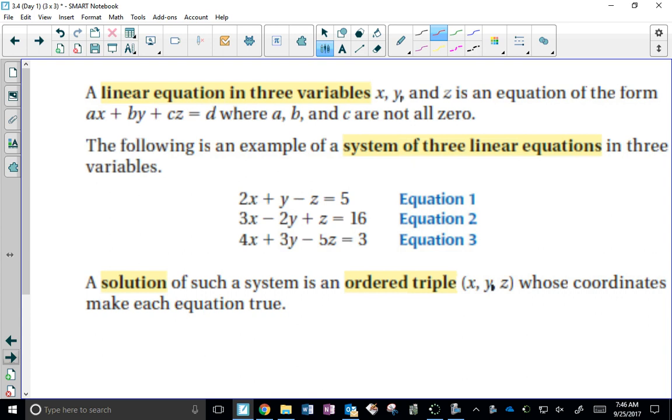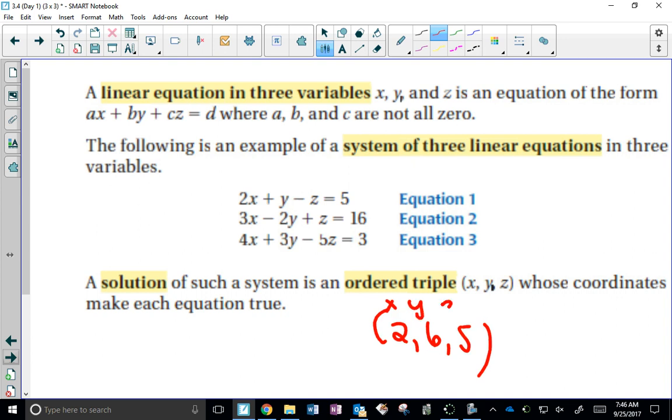Notice we have 2x, and don't be writing this down, of course you won't because it's on your screen, but we've got 2x plus y plus z equals 5, 3x minus 2y plus z equals 16, 4x plus 3y minus, I guess it's a 5. So I have 3 equations in x, y, and z. The solution's going to look a little different. I'll tell you why in a minute after we look at it. Your answer is going to be literally like a 2, 6, 5, x, y, z. It's going to be a three-part answer.